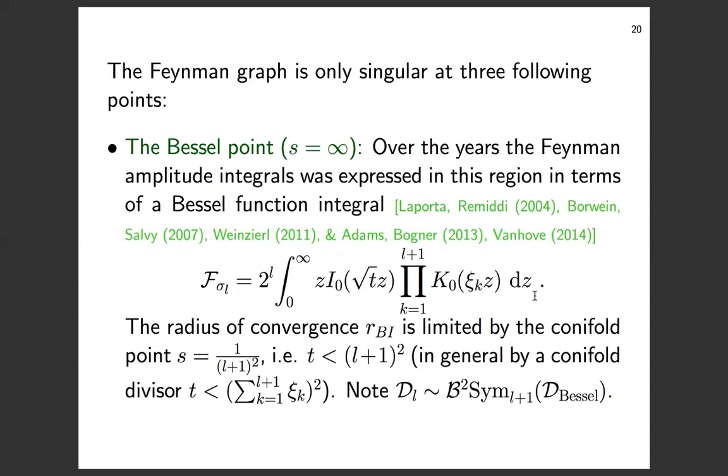And so at S infinity, this is called the Bessel point. Over the years, the people who do Feynman integrals have become better and better at this. They were already able to express the Feynman integral in this region by a last integral over a combination of Bessel functions. These I naught and K naught are the Bessel functions, and you have to integrate this over one more region. And here you see again these physical parameters. As I said, the radius of convergence of this expression is limited by this last conifold.